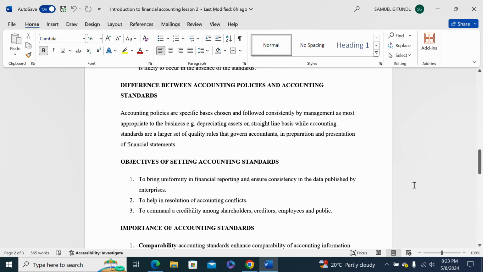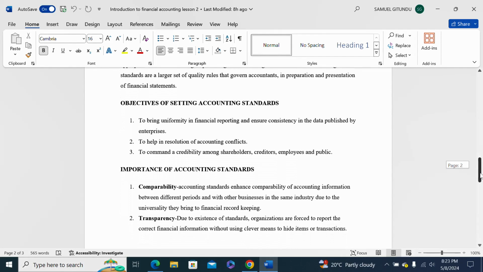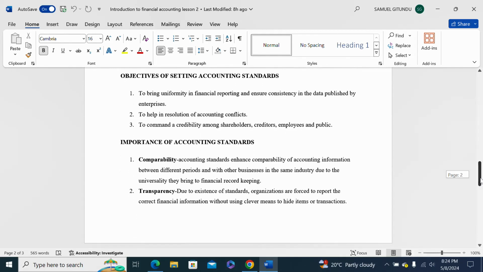Then we go to the next objective, which is to understand the importance of accounting standards. What are the importance of accounting standards? The first importance is comparability. We say that accounting standards enhance comparability of accounting information between different periods and with other businesses in the same industry, due to the universality they bring to financial record keeping.